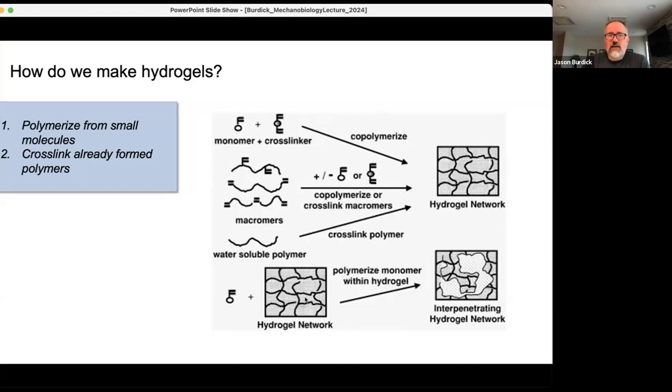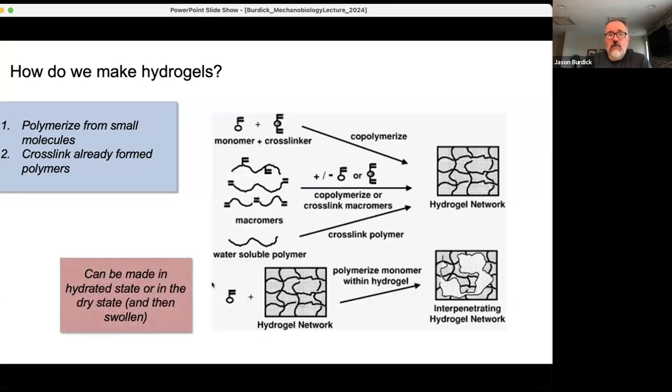And then just another example that was found in this kind of schematic is like an interpenetrating network, where we might take one network and then polymerize another polymer throughout it. And so you get some features or behaviors of both types of networks. So again, lots of modularity and ways that we can change properties. Often we make these in the hydrated state, and then they can either swell more or not. Or you can make some of these in the dry state, depending on the solubility of these different polymers and monomers, and then they can swell over time.